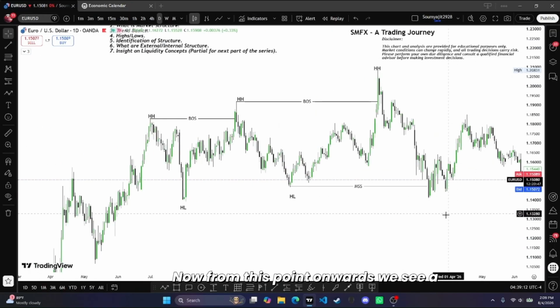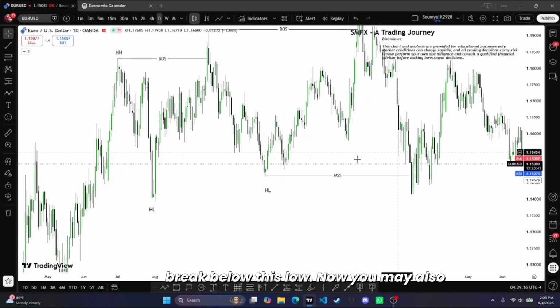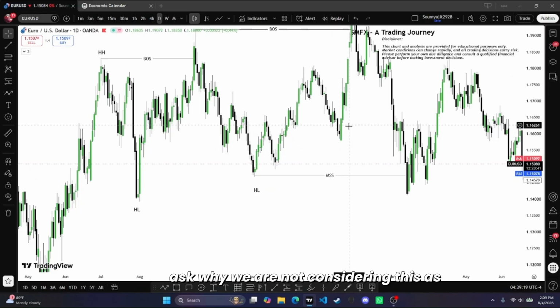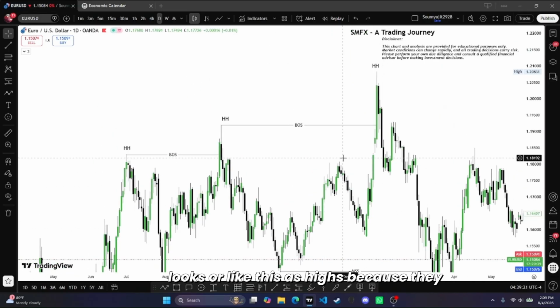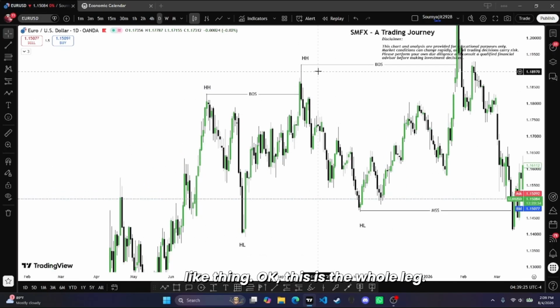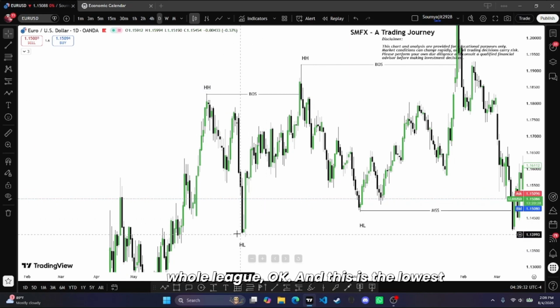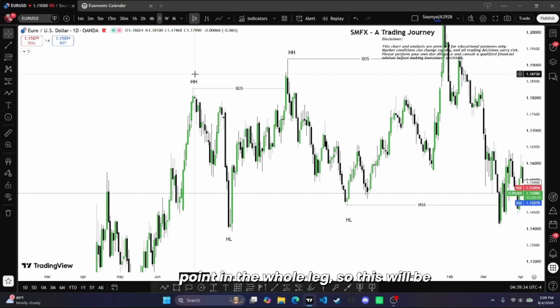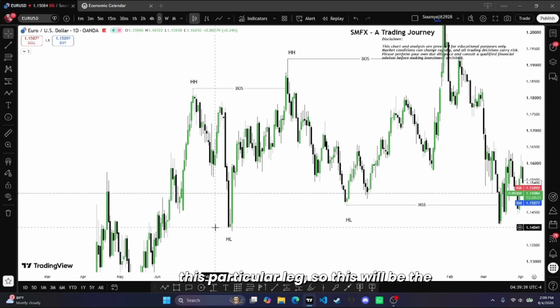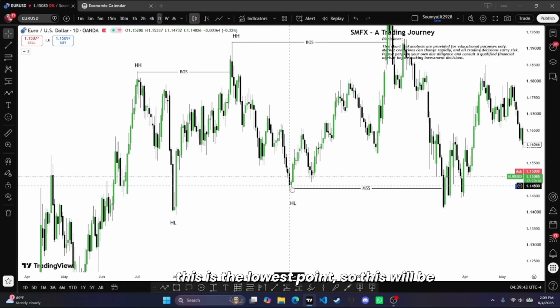Now from this point onwards, we see a break below this low. Now you may also ask why we are not considering this as lows or this as highs, because they are not the highest point in this total leg. This is the whole leg and this is the highest point in the whole leg, and this is the lowest point in the whole leg. So this will be the high and this will be the low. Similarly, this is the highest point in this particular leg, so this will be the high, and in this particular leg this is the lowest point, so this will be a higher low.